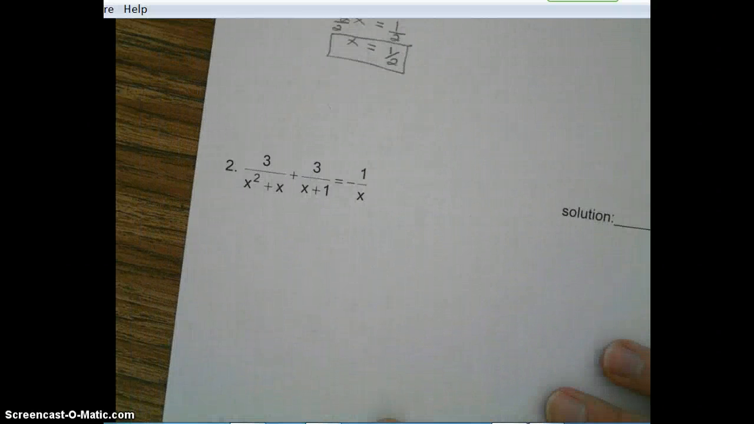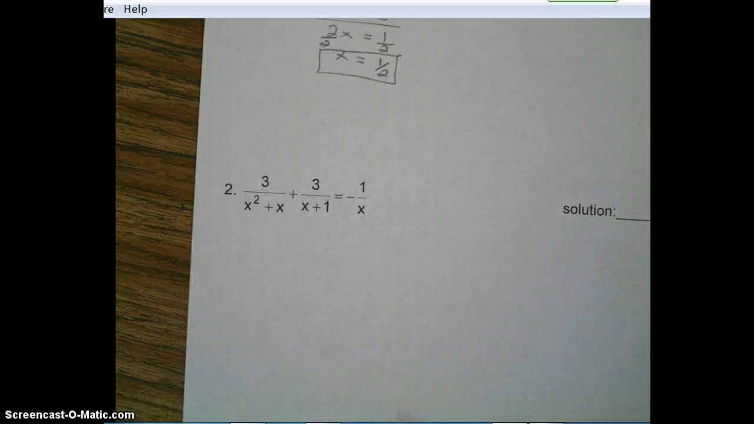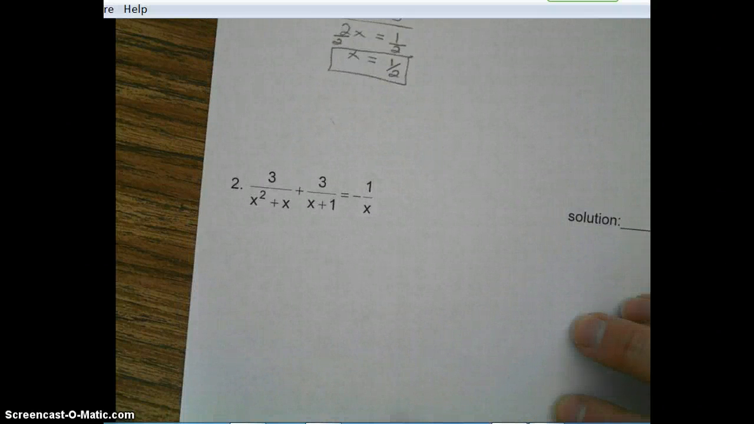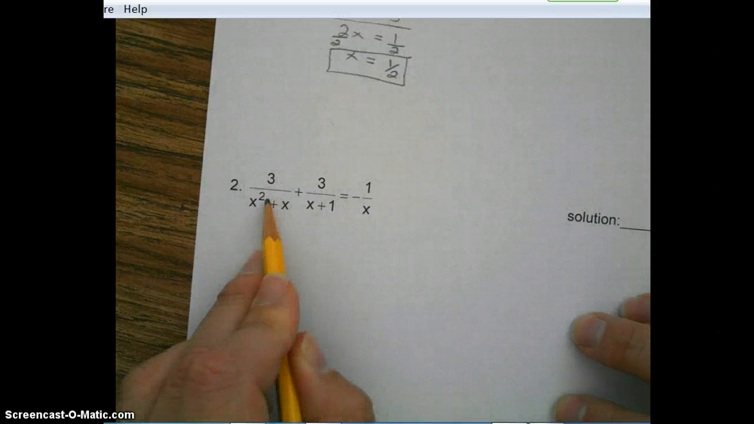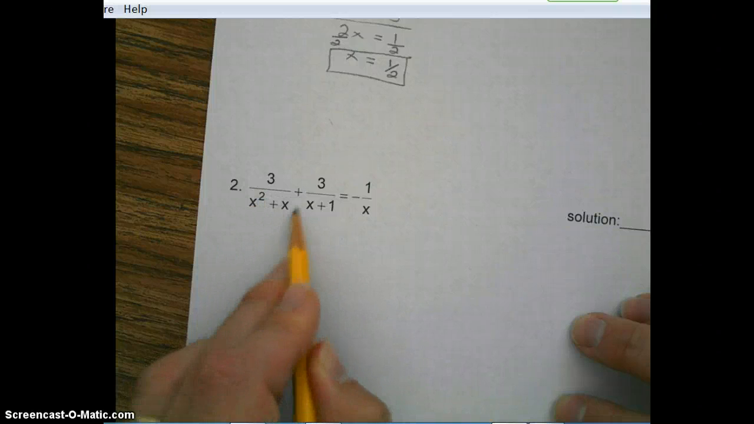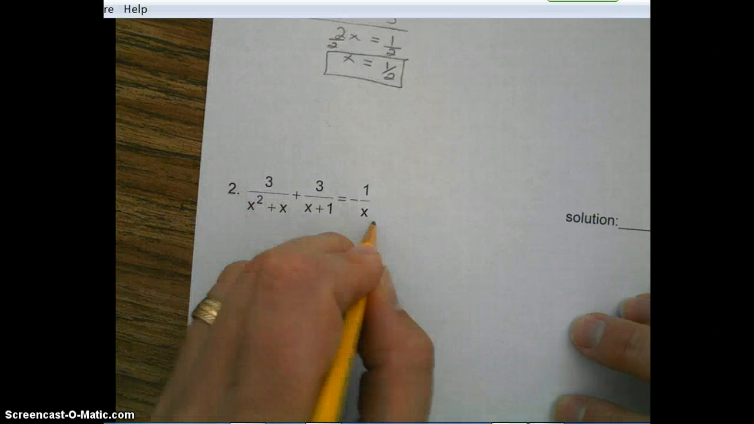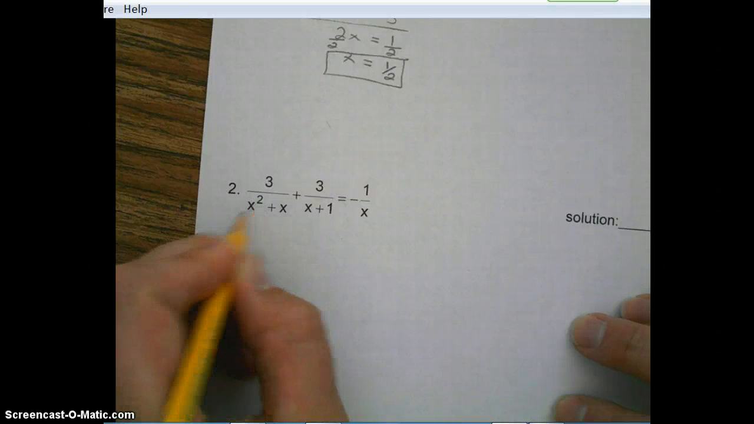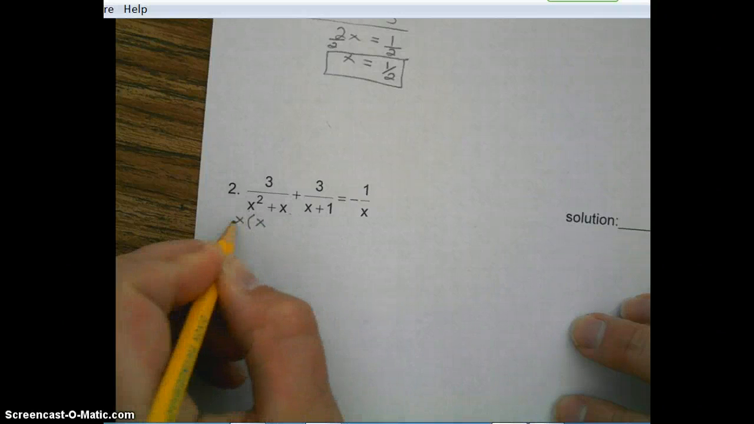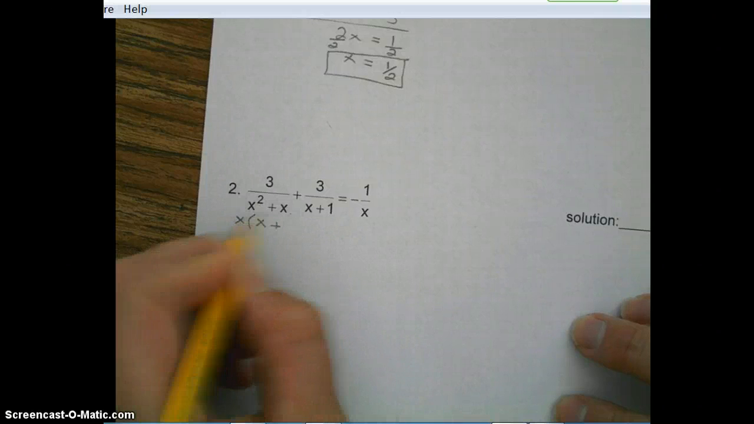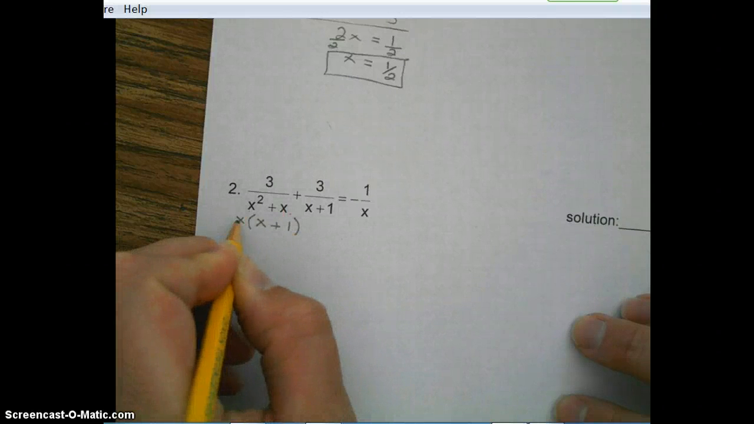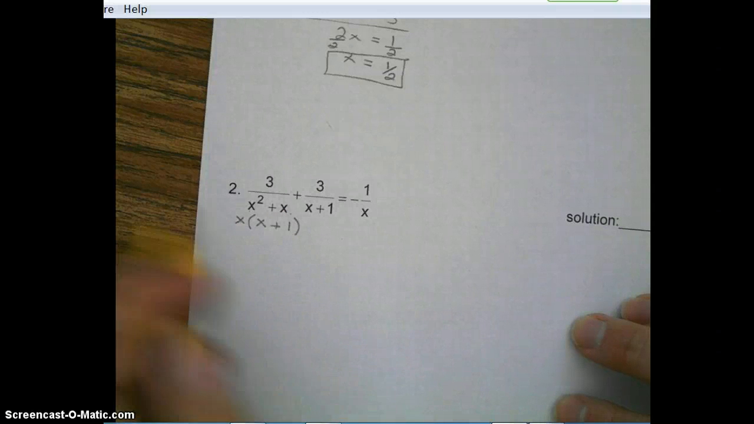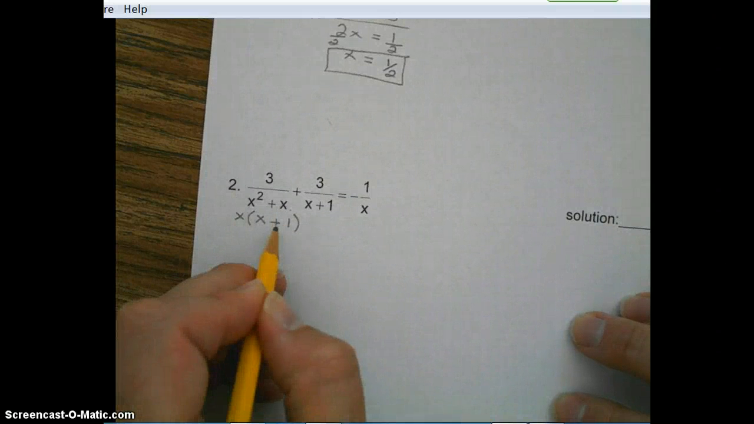Okay? Let's take a look at number 2. Okay, so looking at number 2, first thing we want to do is get a common denominator, but we notice here that this can be factored. We want to break everything down into its factors. So here we can take an x out of both. So that leaves us with an x plus x divided by x is 1. Remember, anything divided by itself is 1. Okay? Alright, so we have an x and an x plus 1.